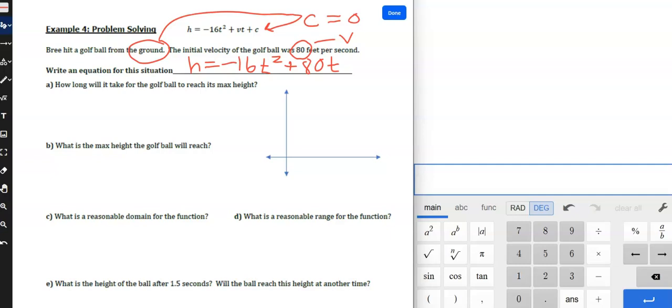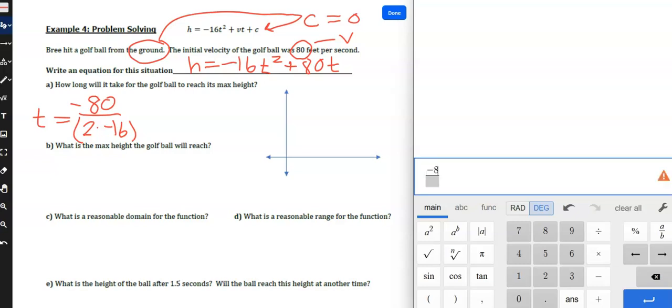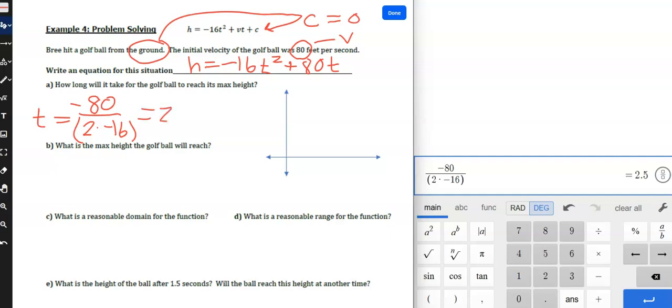How long will it take for the golf ball to reach its maximum height? Okay, so that's the first part of the vertex. Opposite of B over 2 times A. So this is going to be the time, and we're going to come over here, and negative 80 over, parenthesis, 2 times negative 16, 2.5 seconds. Now, this is one where I can double it, but we won't talk about that right now. 2.5 seconds to reach the maximum height.